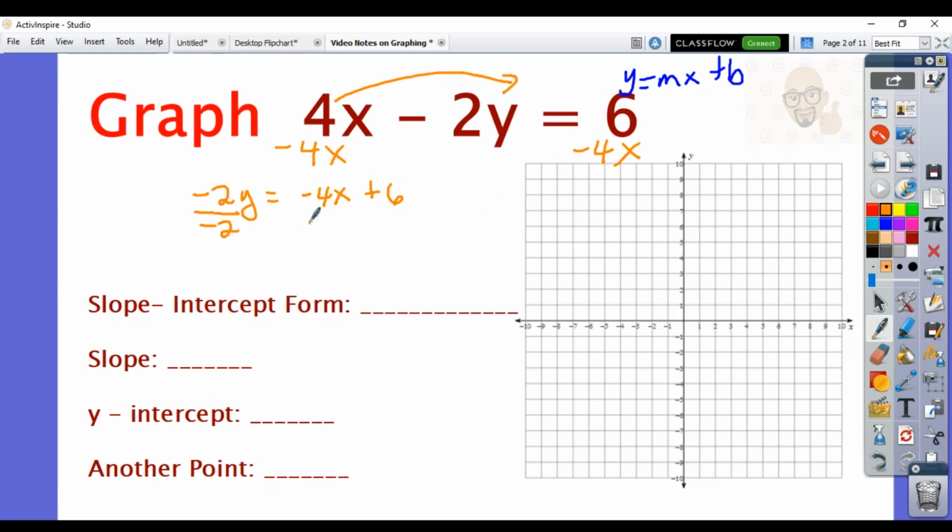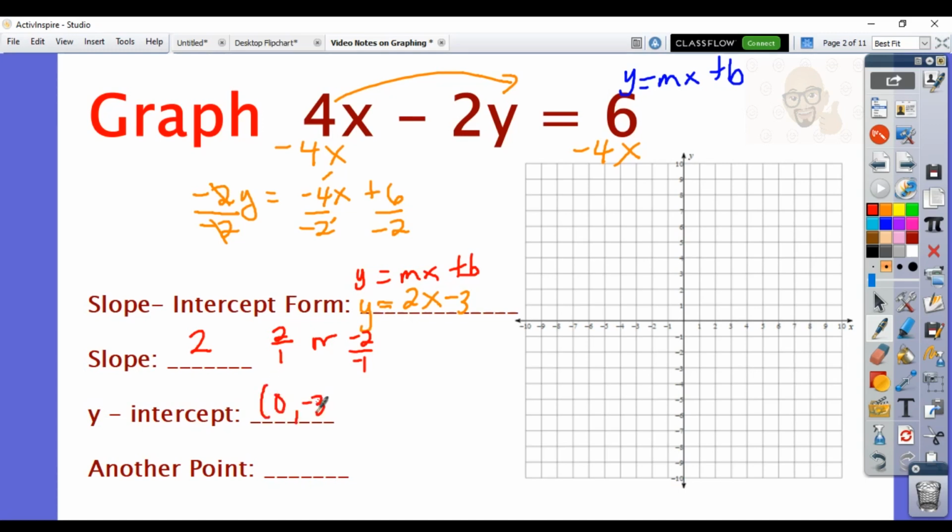Divide everything by negative 2. The negative 2s cancel, so now y is by itself. So y equals 2x minus 3, because negative 4 divided by negative 2 is positive 2. The slope in this equation is 2, because in y equals mx plus b, the m is 2. So the rise over run is 2 over 1, or negative 2 over negative 1. The y-intercept is the b, negative 3, so the point is (0, negative 3).